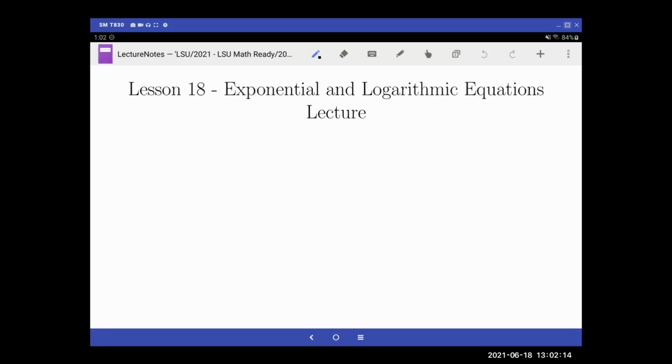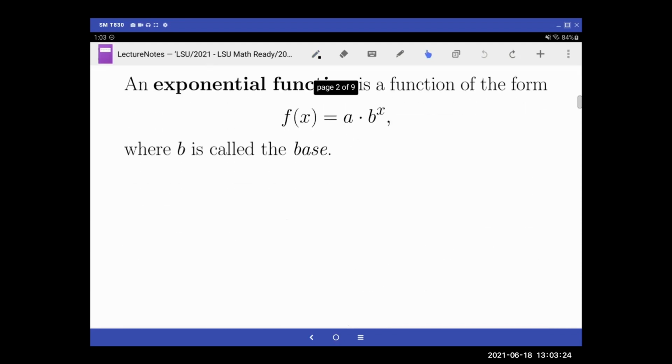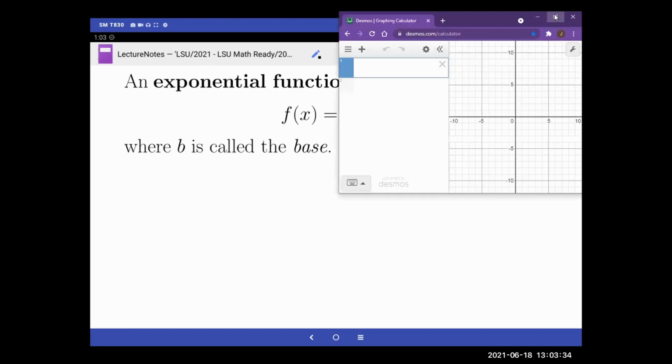We're going to talk about exponential and logarithmic equations and functions, so it's going to be a little bit of both. Let's go on to talk first about an exponential function. I do want you to remember what these look like. On the parent graphs page, we did talk about some exponential functions.